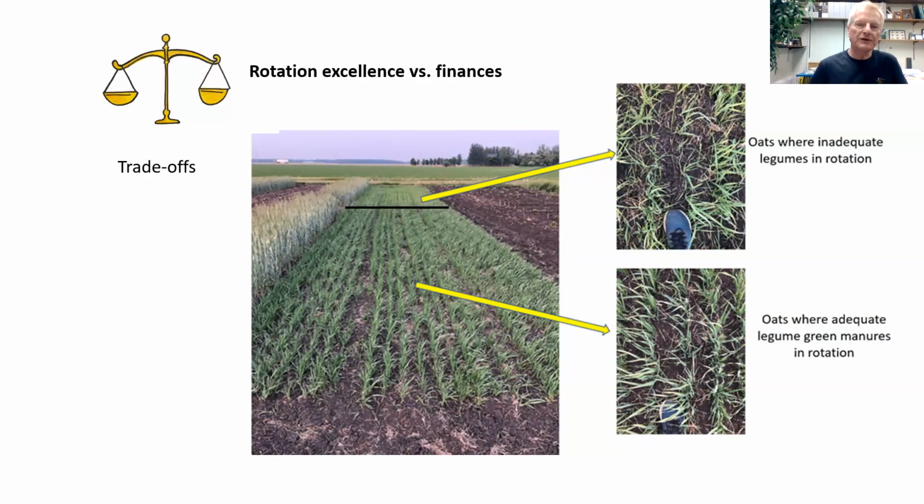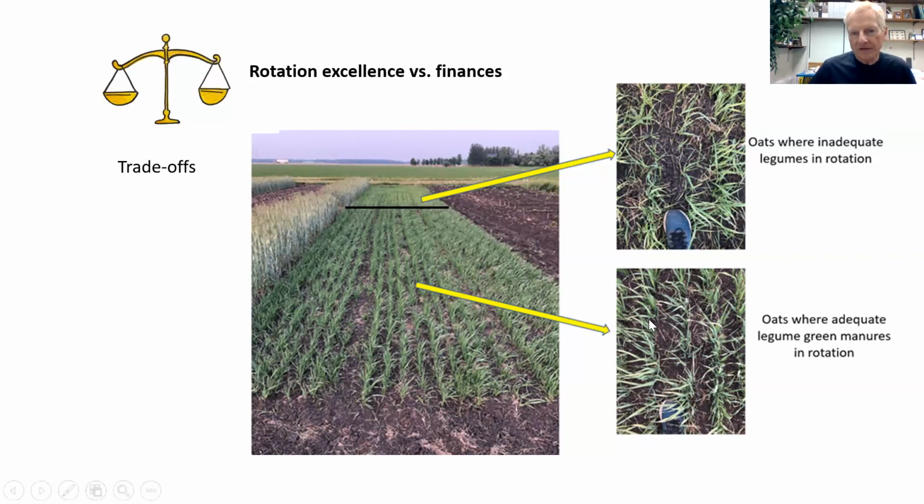Because as the price of land goes up and the land payments go up, the pressure to produce a crop every year goes up as well. So I want to show this example here from the Glenlee rotation, where we're putting rotation excellence against financial pressure. This is a picture I took about a month ago, and this is an organic oat crop.